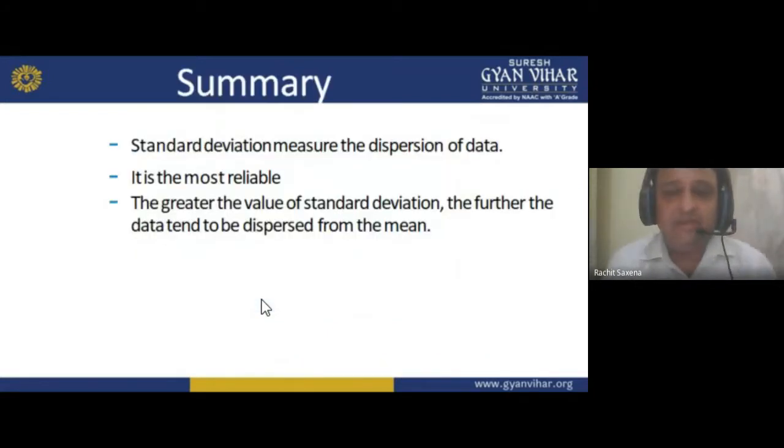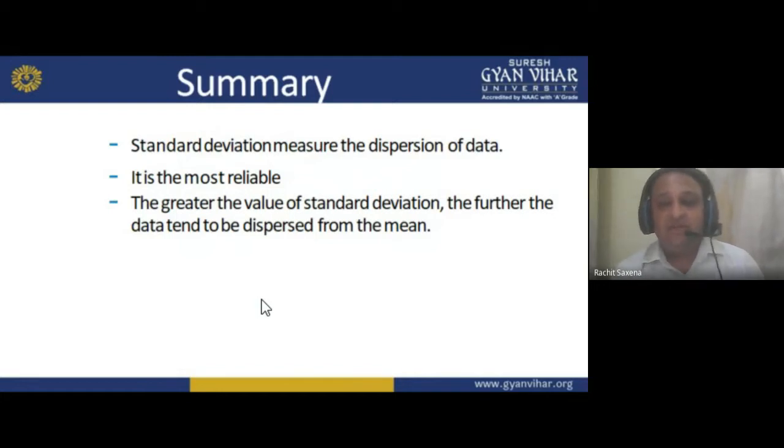So this is the summary. Standard deviation measures the dispersion of data. As I told you earlier, if I want to calculate the dispersed value, standard deviation is a very good method for me, or for errors also. Secondly, it is most reliable. We get accurate, or nearby to accurate, values through standard deviation.